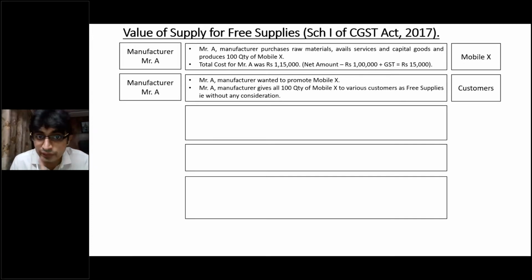These are not free samples. It is not that if you liked it, take more. No. I wanted to promote this. Advertising, publicity is what we call it. Okay, so I gave all this mobile to the customers for free. Use it without any consideration.